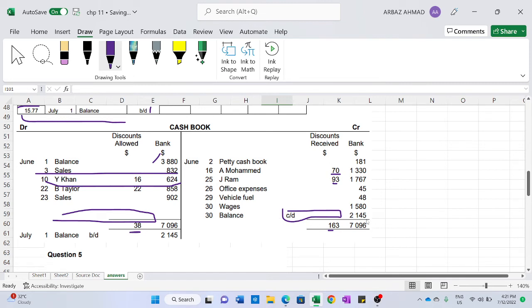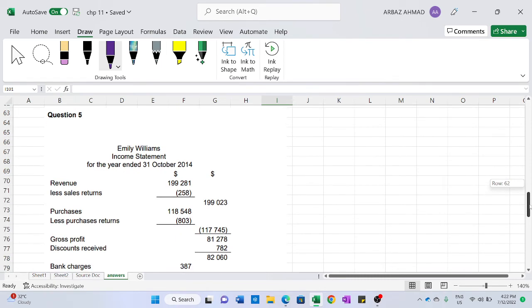The balance carried down is only for the bank column. If there was a cash column you would have one, but there is no cash column in this case. It's not necessary for you to write a cash column unless it's a two-column cash book. So if you have not written it, that's completely fine. Your balance carried down in this case is 2145. I hope you got it right. You can pause the video, try the question, and then we'll move on to the next question.